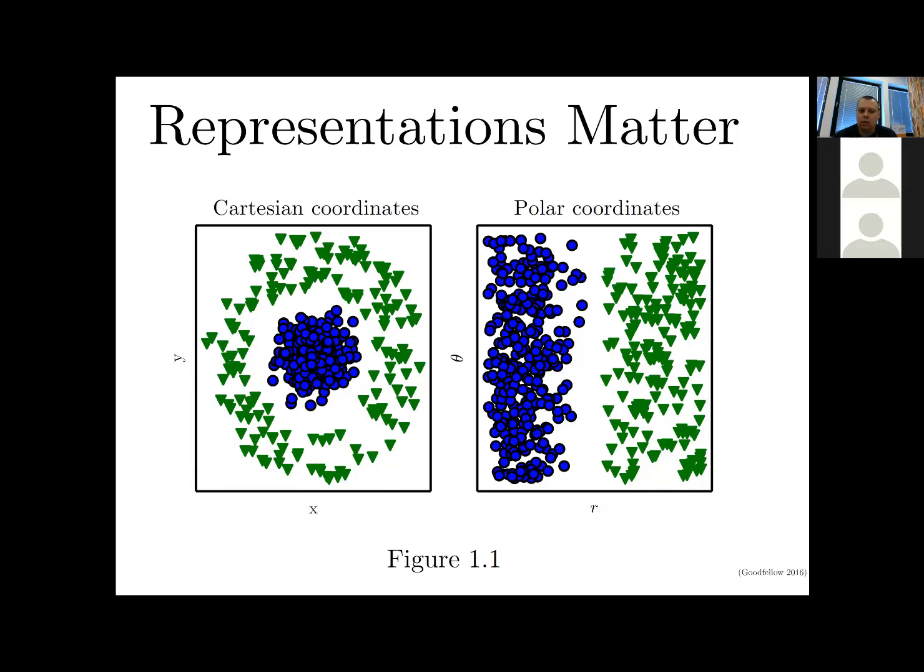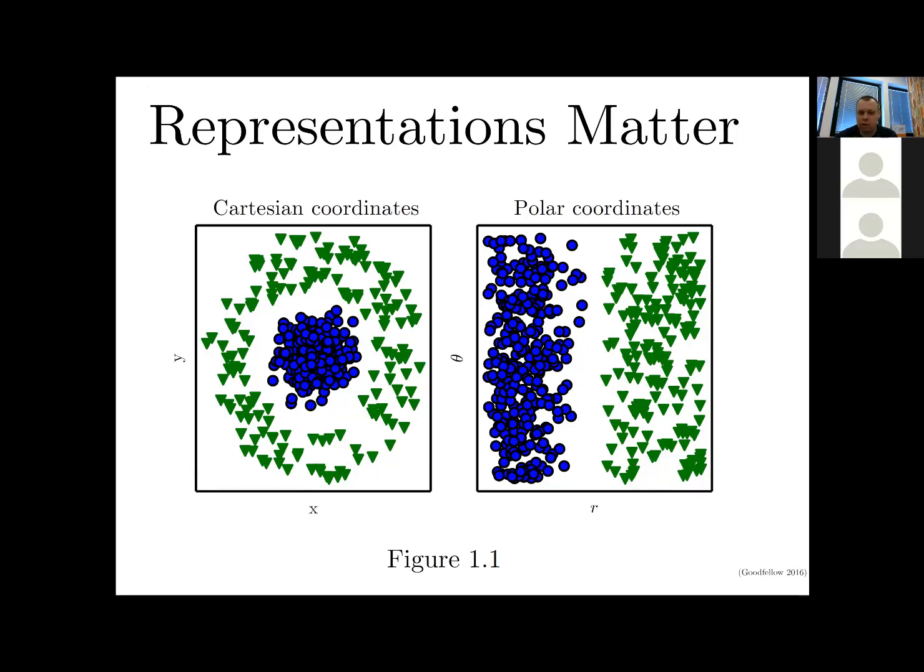After the SVM lecture, you should know why representations are so important, because the kernel does nothing more but just change the representation. But here is yet another example. If we have data as on the left plot, we have some blue points and some green points in this kind of coordinate space. It's difficult to learn a good classifier. It's not necessarily very obvious how to separate those.